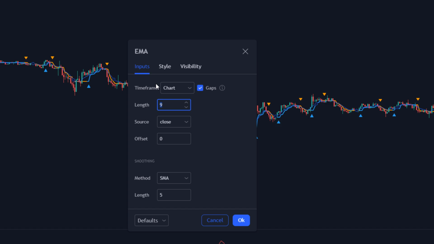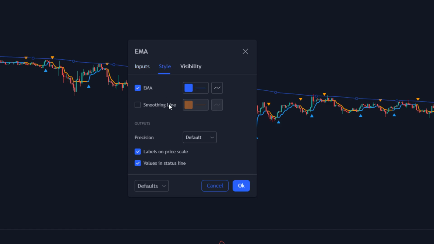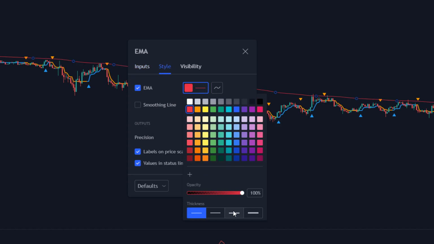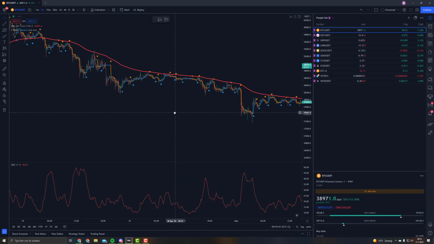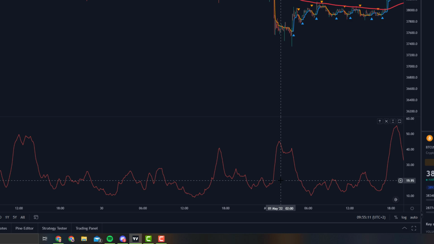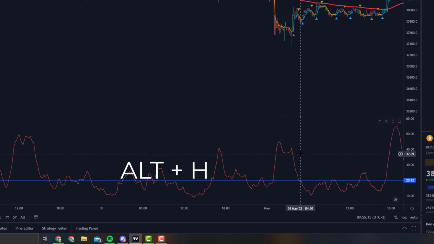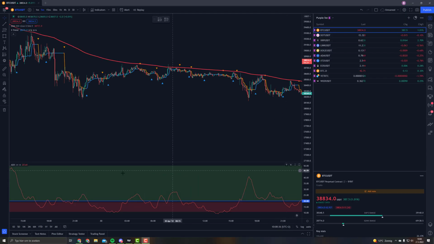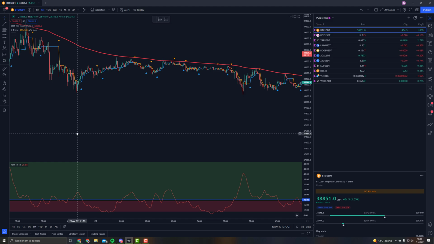So what we want to do first is set everything correct. That's going to be the EMA. It has to be 200, of course. I'll make it red, thicker. The ADX, we're going to draw a horizontal line with Alt H around the 20 level. I've drawn some boxes here for you, so I hope it's clear.